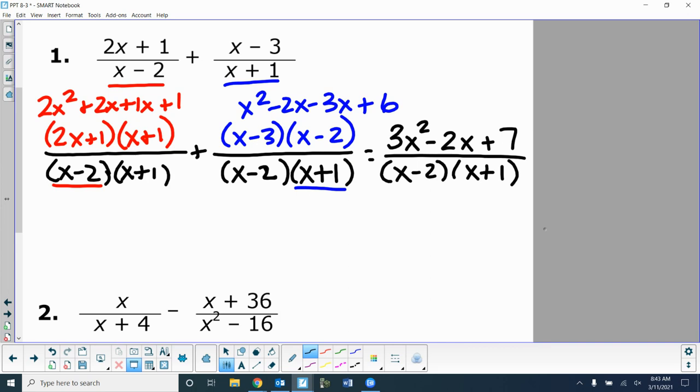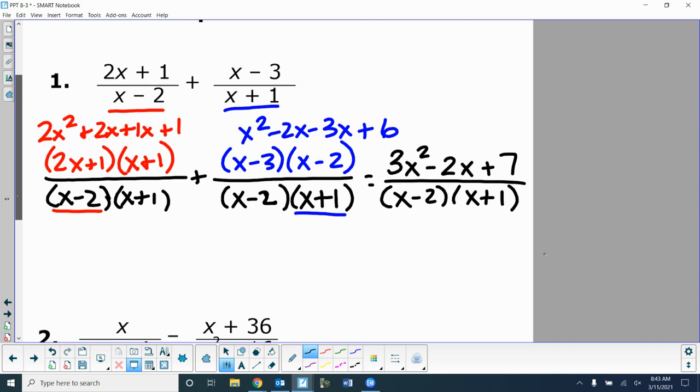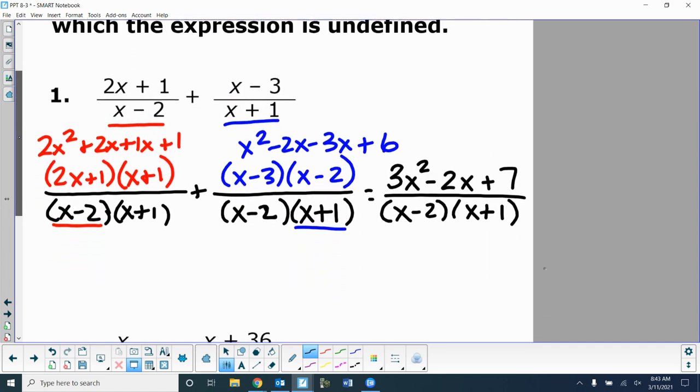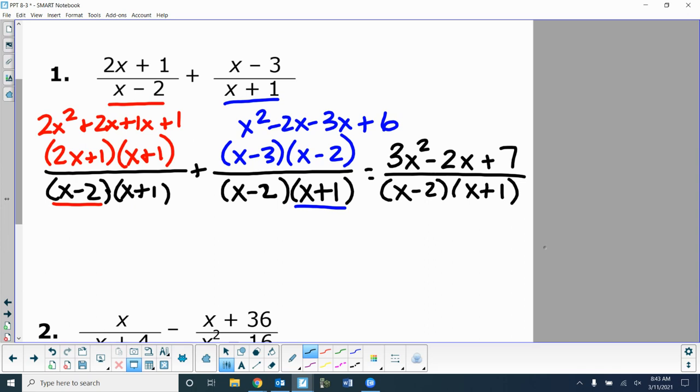You cannot factor that numerator. So we're done. If I could factor that numerator, I would factor it because I might be able to simplify. Actually, we're not done because we have to do the second part here. Identify any x values for which the expression is undefined. Right, x is not allowed to equal 2 or negative 1.